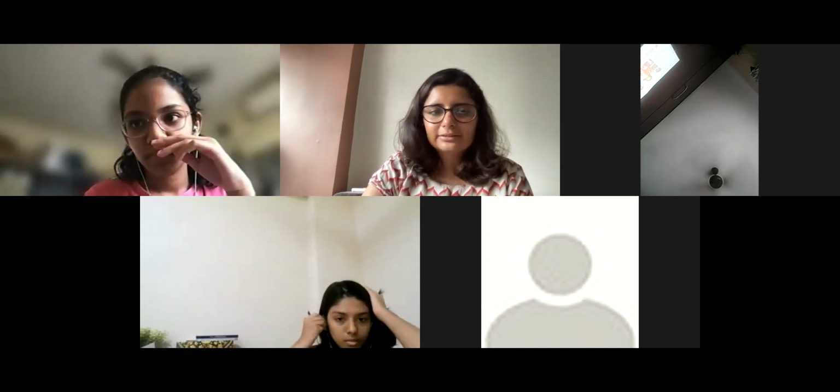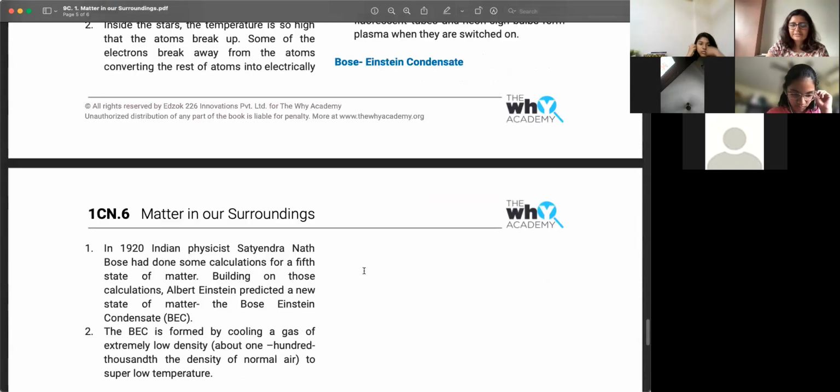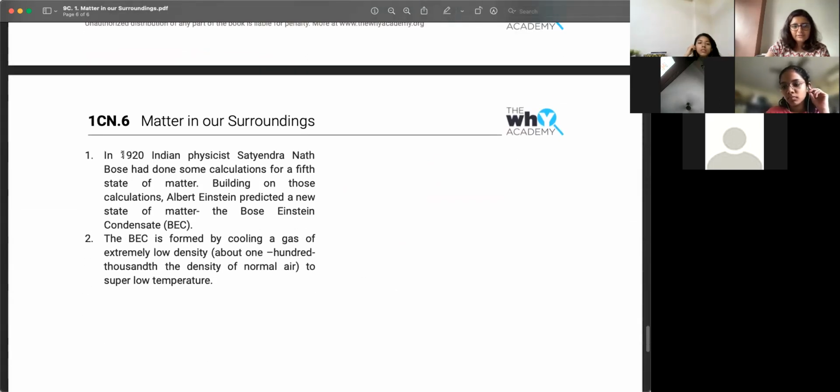Then apart from plasma, another state of matter is Bose-Einstein condensate, BEC. That was also discovered very recently. Earlier it was theoretically known, but practically it was not done until recently. So in 1920, Indian physicist S.N. Bose had done calculations. Theoretically, if you decrease the temperature to a certain extent, what will happen to atoms and molecules? By doing the calculations, he predicted that there will be a state of matter, Bose-Einstein condensate. Observing it in a laboratory was done much more recently.